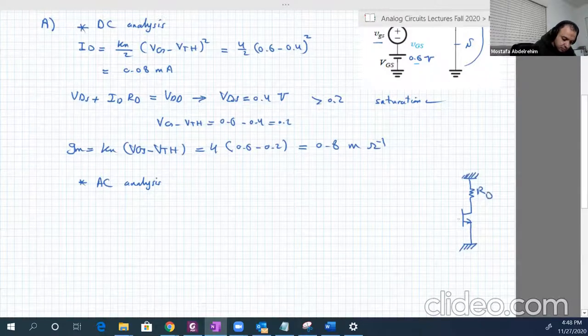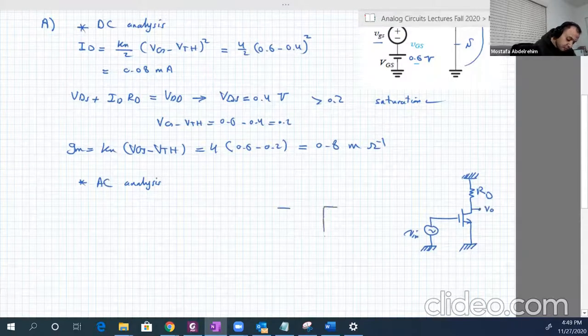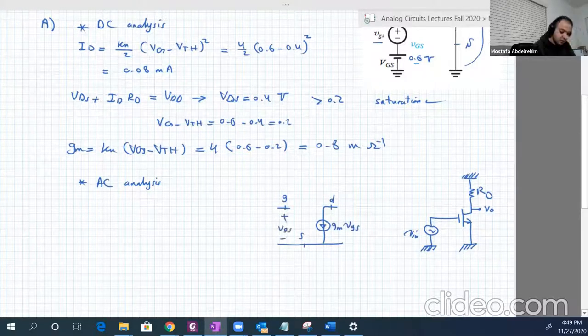Here is RD. Here is V input, or vgs small, and here is V output. Then we're going to replace the transistor by its equivalent circuit. So here is the drain, here is the gate, and here is the source. Here is gm vgs, where vgs is the voltage between gate and source. And remember, there is nothing between gate and source. It's an open circuit. The source is just connected to ground.